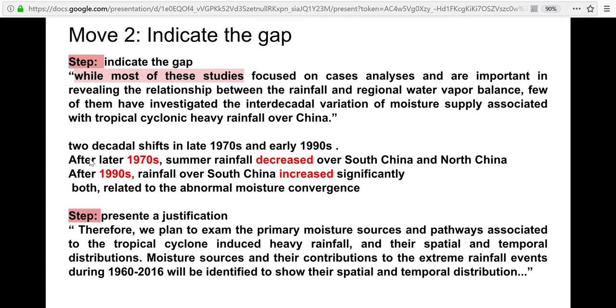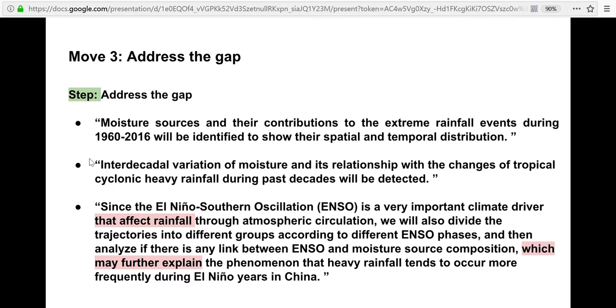And the next step is presenting the justification. Therefore, we plan to examine the primary moisture sources and pathways associated with the tropical cyclone-induced heavy rainfall and their spatial distribution and so on. Until now, I have finished Move 2, indicating the gap. Let's see Move 3. In Move 3, I will address the gap.